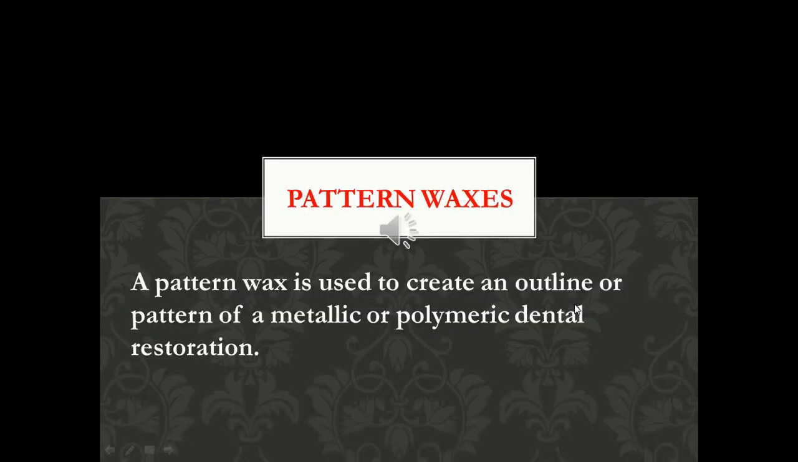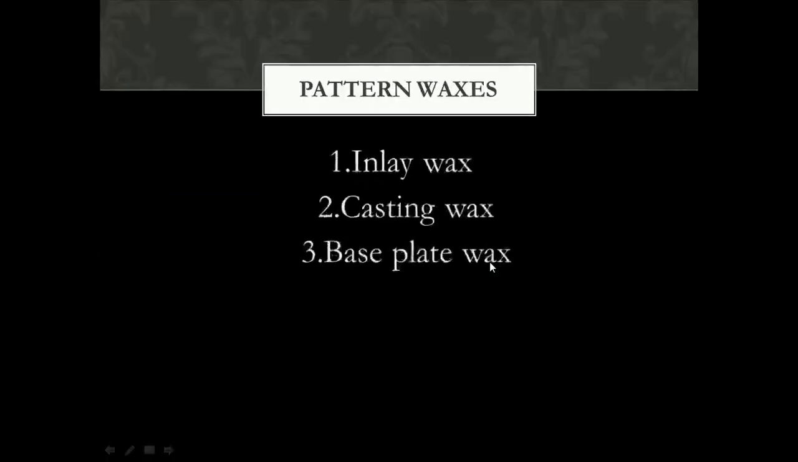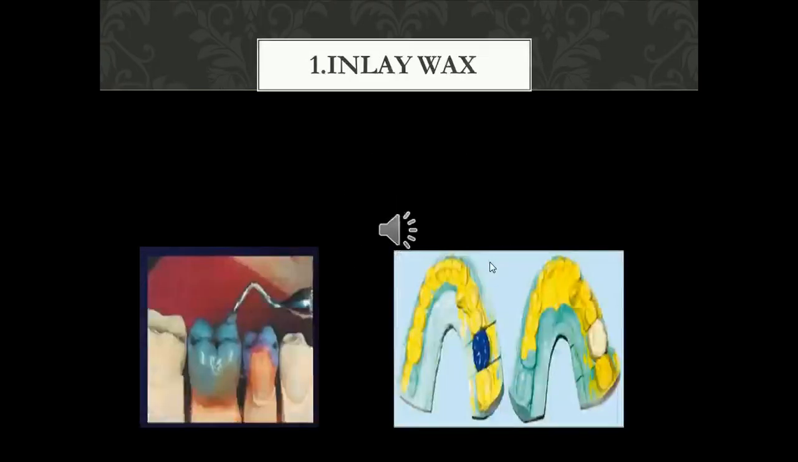Now let's start with the pattern waxes. The pattern waxes are composed of inlay wax, base plate wax, and casting wax. Pattern wax is used to create an outline or pattern of a metallic or polymeric dental restoration. Wherever we need patterns to make any restoration or prosthesis, we basically use our pattern waxes: inlay wax, casting wax, and base plate wax.